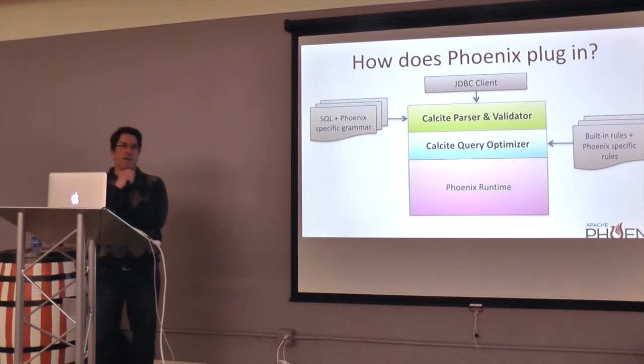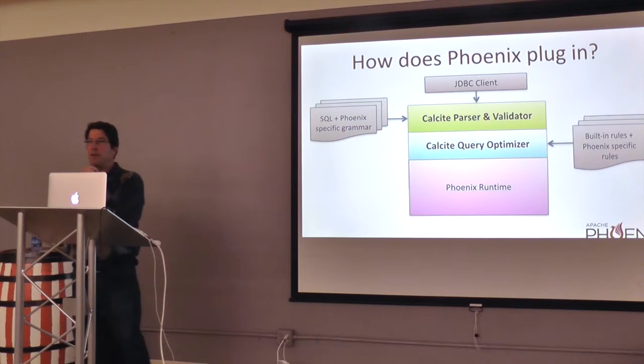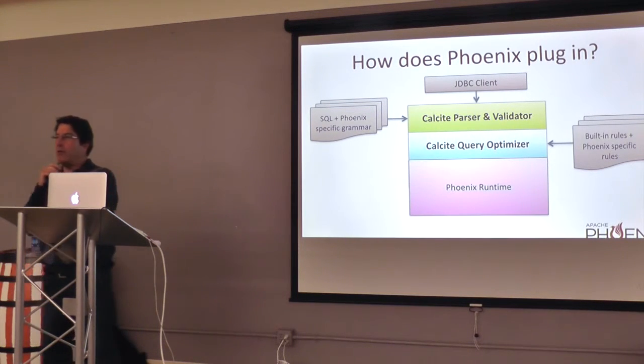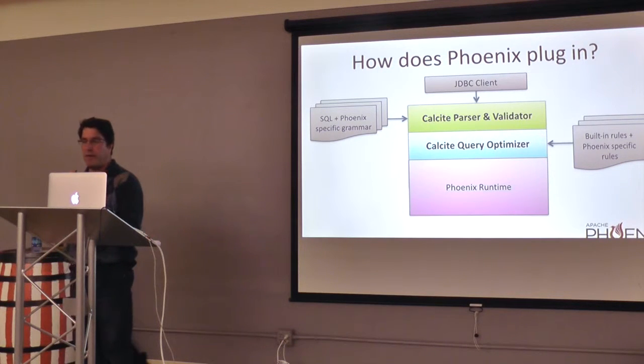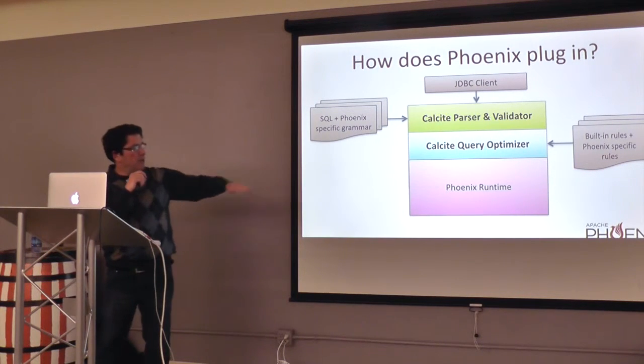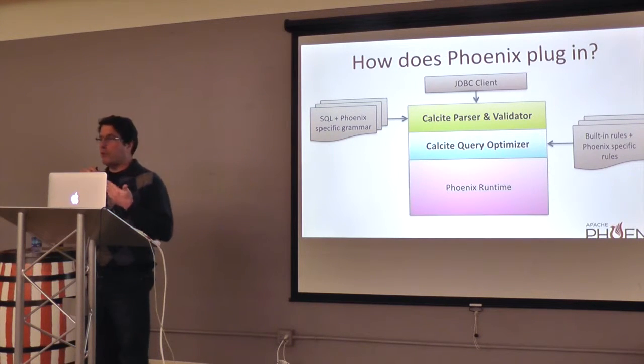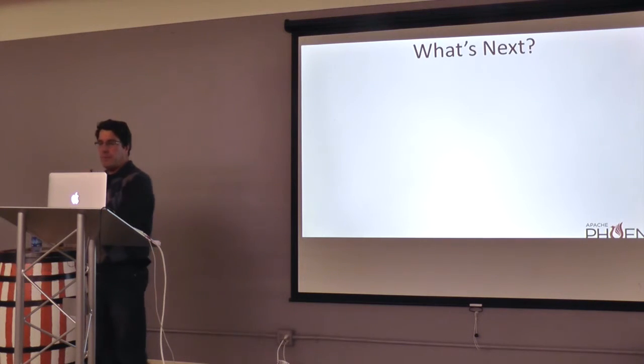Right now, in Phoenix, it will do it if it knows it's faster, and you get hinted to do it, but it won't do it if you don't hint it when it might be faster, right? So this can really improve that. And then finally, one layer down, you'll use the same Phoenix runtime that you always use. It's essentially just a different way of compiling the query and planning it.